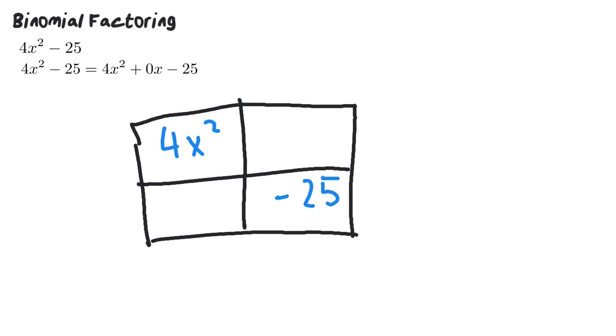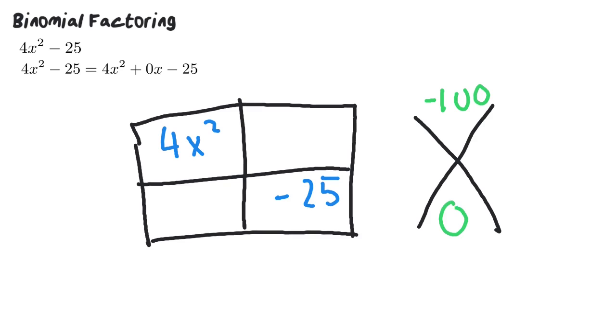In order to figure out how to split up the middle term, which now is a 0x, we're going to have to do a diamond problem on the side here. So let's set up this diamond problem. So at the top of the diamond, we're going to have, ignoring the x's, first coefficient times constant term, first times last. 4 times negative 25 is negative 100. So that goes on the top. Then I take the middle coefficient, leave off the x, just the coefficient, which is 0. That goes on the bottom.